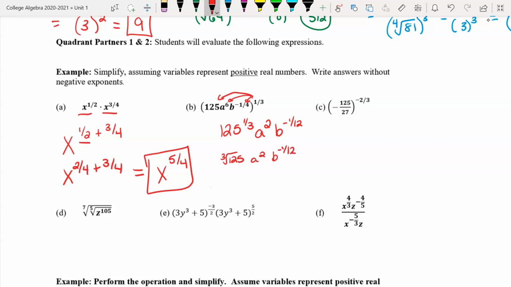All right, the last step would be to simplify even further. The cube root of 125 is 5, so I have 5a squared over b to the 1/12, because I want to make that exponent positive, so I've got to move it to the bottom.